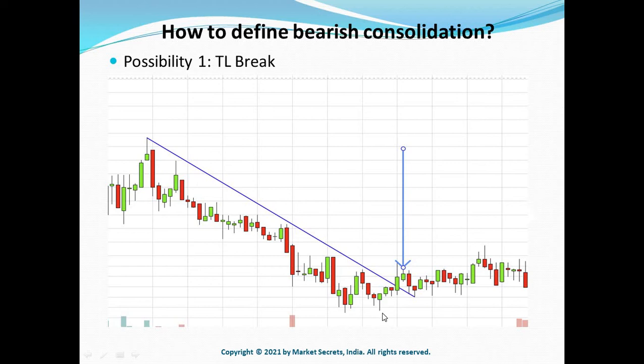But suddenly price rises and breaks the trend line. The price has shot up here and it breaks the trend line. So the rule now states that we are in the bearish consolidation phase. This marks the official end of the downtrend and the official beginning of bearish consolidation.